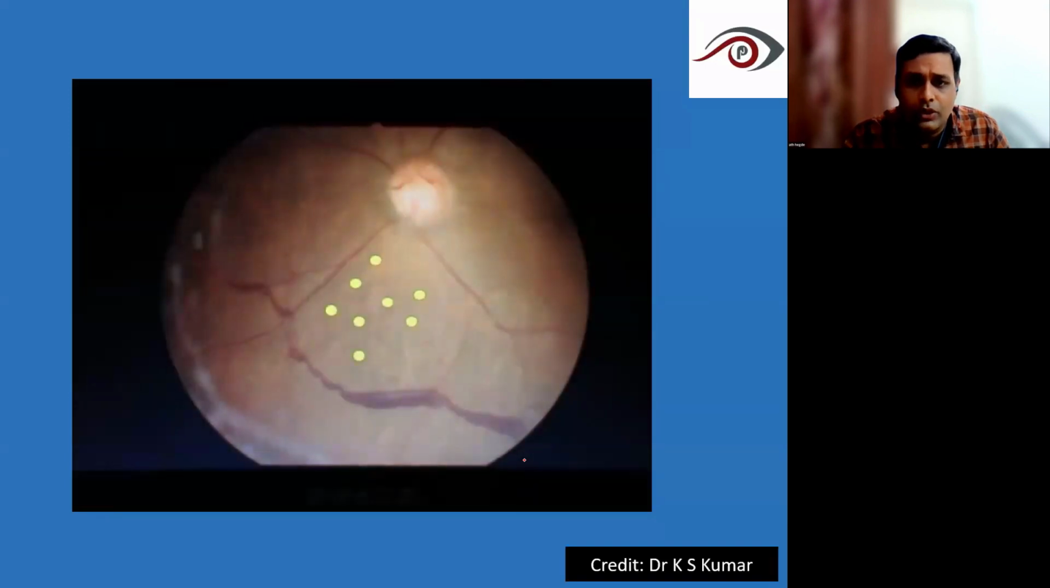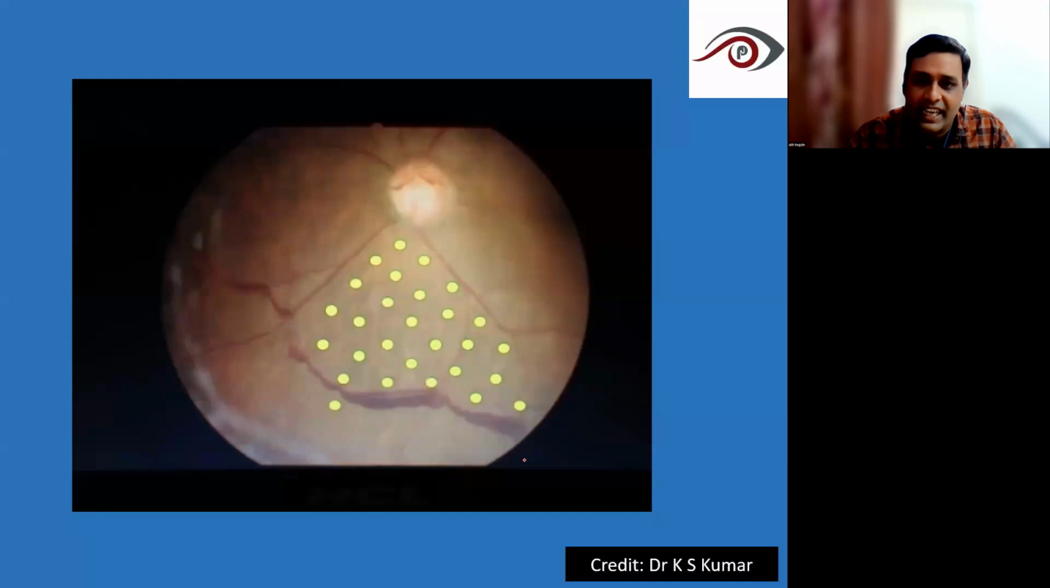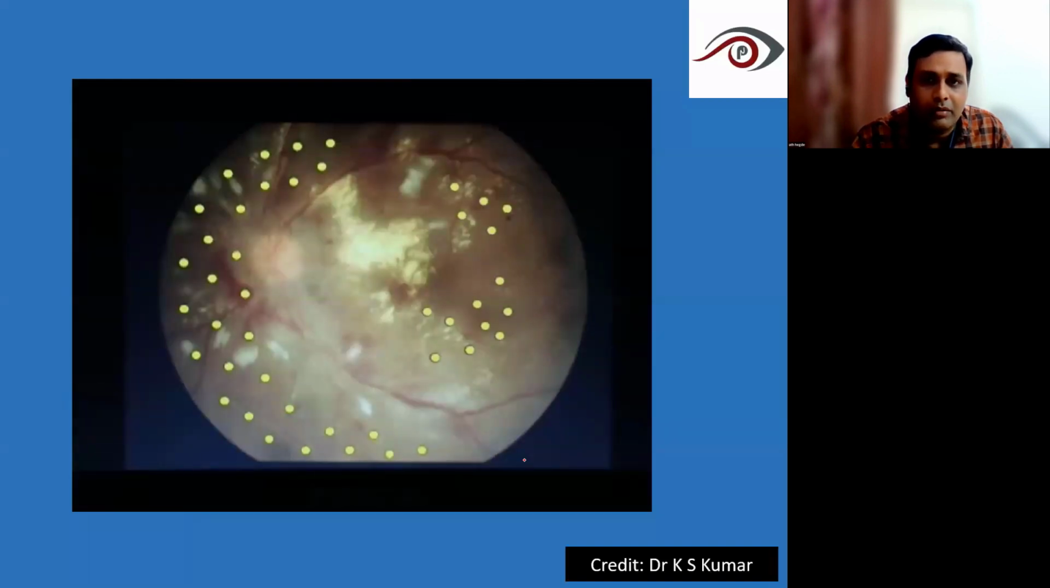As I told you, start doing the laser from the inferior part. It's better to avoid the major vessels. If there is a tractional detachment, don't do laser on the tractional detachment. Do it 1 disc diameter away from the tractional detachment and 1 disc diameter away from the fibrous tissue. And if there is associated diabetic macular edema, start from the nasal part and also try to do some amount of focal or grid laser.